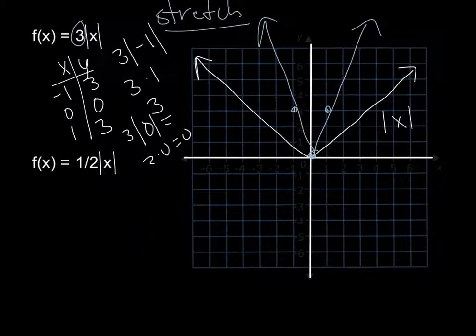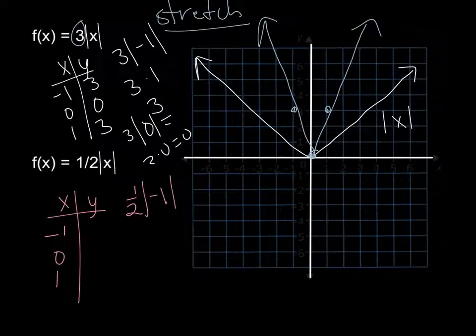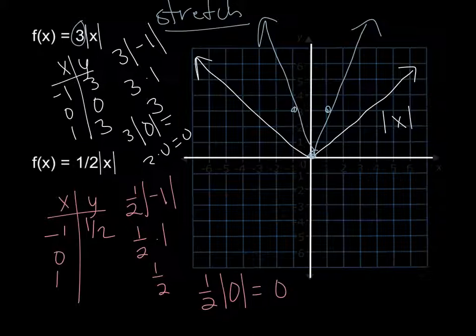So what do you think a number between 0 and 1 is going to do to a graph? Well, I'm going to make a table again of negative 1, 0, and 1. So 1/2 times the absolute value of negative 1 is 1/2 times 1, which is 1/2. If I plug in 0, 1/2 times the absolute value of 0 is 0, and 1/2 times the absolute value of 1 is 1/2. And I'm going to graph this one in red.